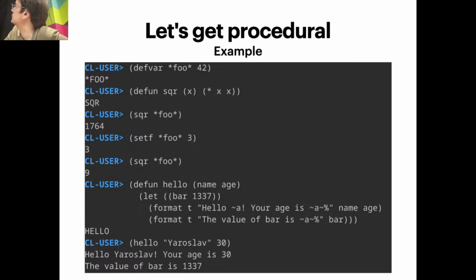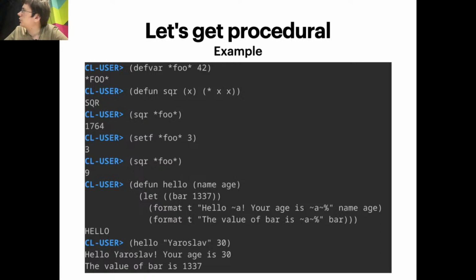In this case, for the function definition hello, everything that comes after name and age is its body. Then in the body we have this let form, which allows us to define this local variable bar, and then the body of let is these 2 format calls, and format is a function that outputs a string to a stream.